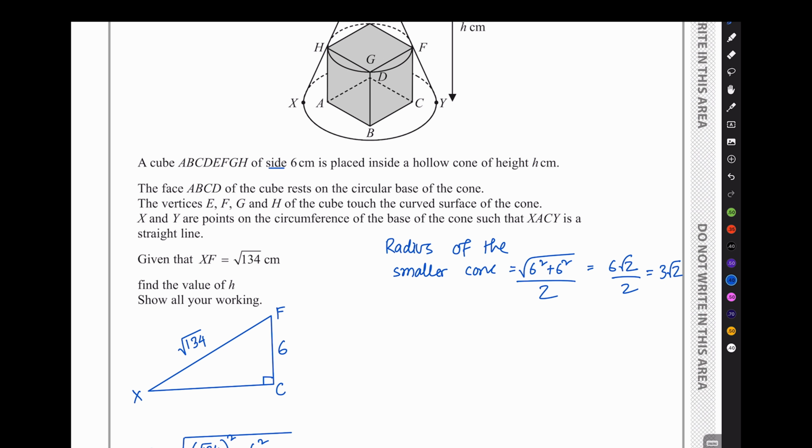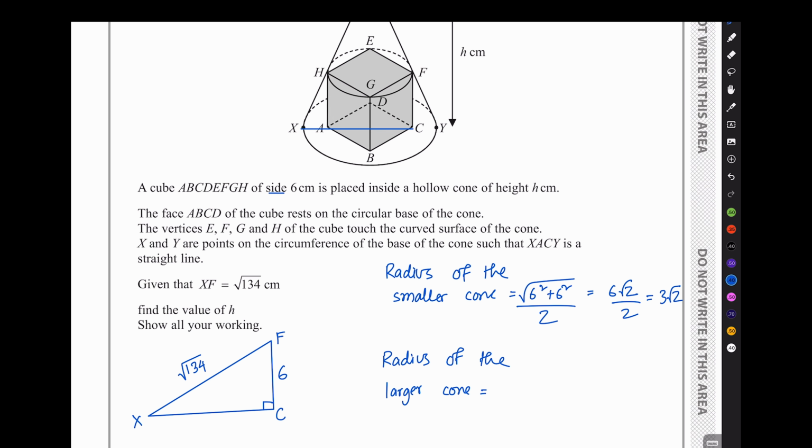So I know the radius. Now what? This is the radius of the smaller cone. Now I need to find the radius of the larger cone. What is it? I know the length of xc. Here, I found right here.